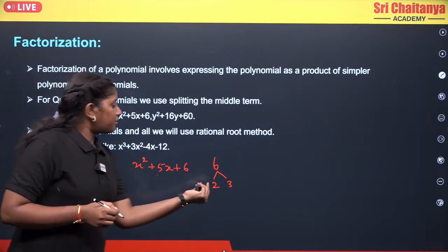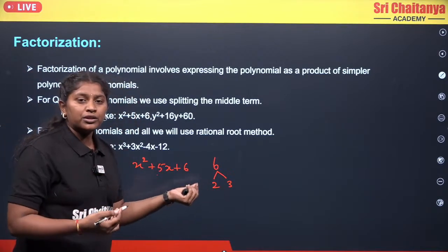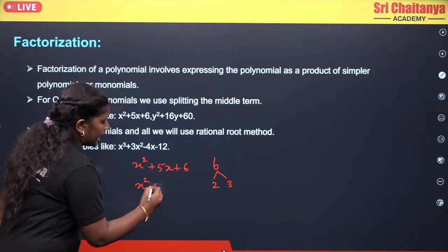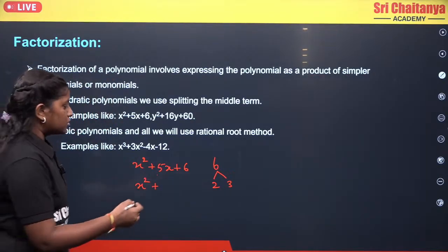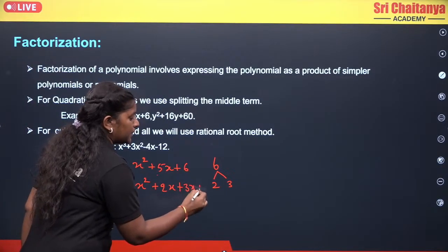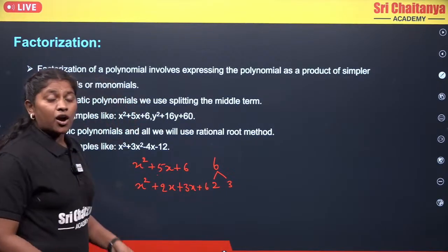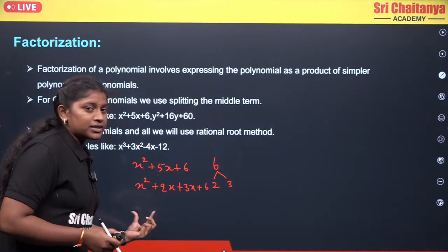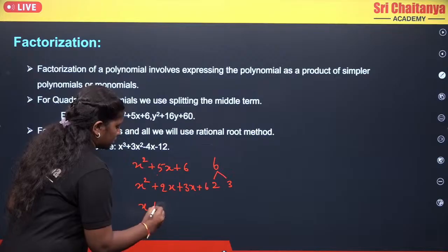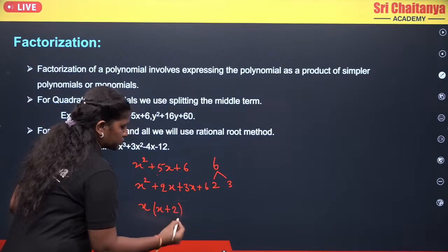So if I take 2 and 3, 2 into 3 will give you 6, and 2 plus 3 will give you 5. So that becomes x square plus 2x plus 3x plus 6. Now from the first two terms, what common can we take out? We can take out the variable x, so that becomes x into x plus 2.